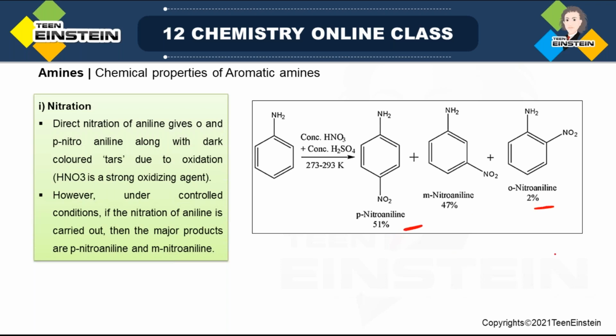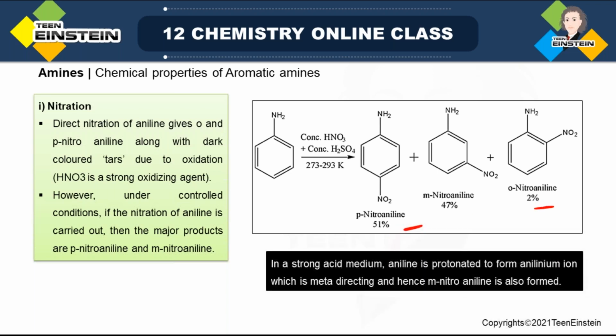But actually what happens is, in the presence of H plus, as we are using acidic condition, aniline will be converted to anilinium ion. That means it will remain in this protonated form. When it is in the protonated form, it is no longer ortho-para orienting. Now it will give some meta oriented product also. So that is the reason a significant amount of meta nitroaniline is also produced.